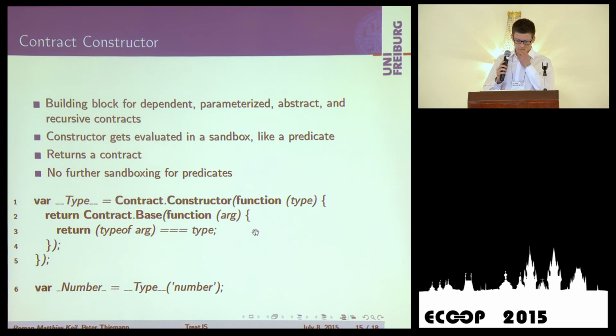But each predicate that is defined inside refers to variables and arguments of the constructor function. So for example, here we have a parameterized type contract whose constructor function first takes some type information, and it finally returns a base contract that exactly checks if its argument is typeof equivalent to this type information. Now at the end we can unroll this constructor by calling it with some concrete type information, and we receive our number contract as in the examples before.